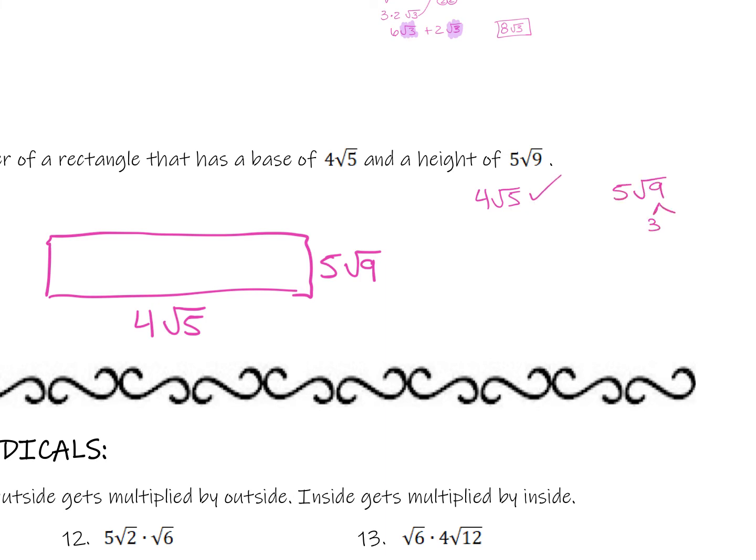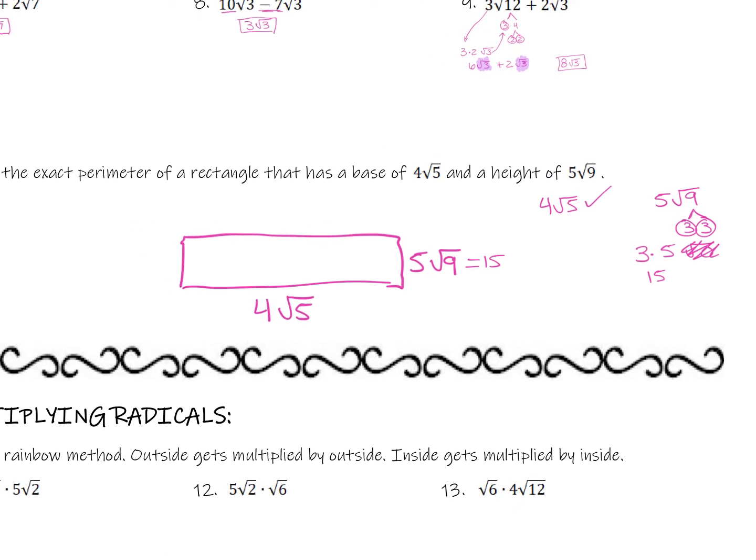But what about 5 radical 9? Well, when we look at 5 radical 9, that 9 can break down into sets of 3. Since it has a pair, I can move it to the outside. So I get 3 times 5 radical 1, and that radical 1 is going to go away, and I'm left with 15. All right? And so this side right here is really just 15.